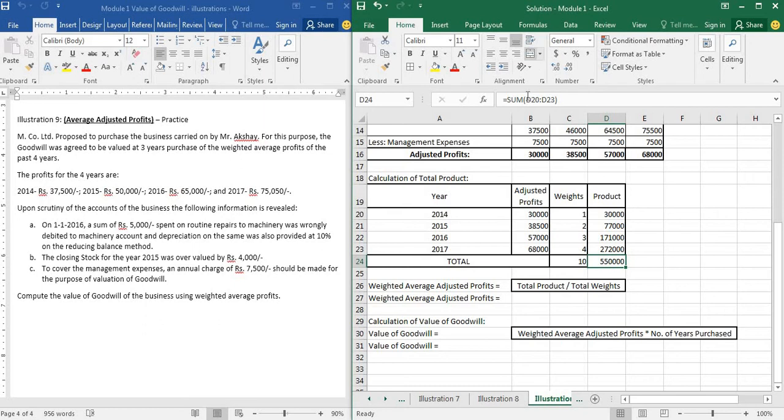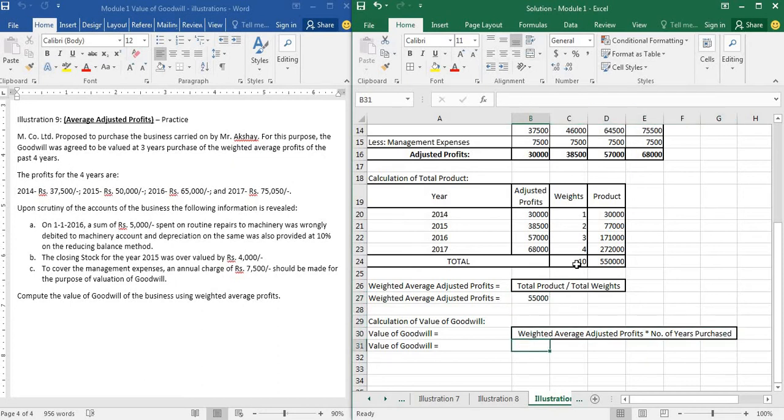I had already entered the formula here. The formula is nothing but a sum of all these. Add all these, you will get 5,50,000. Now let us find the weighted average adjusted profit. The formula is total product divided by total of weights. Total product is 5,50,000 divided by total of weights, which is 10. So the weighted average adjusted profit is 55,000, guys.